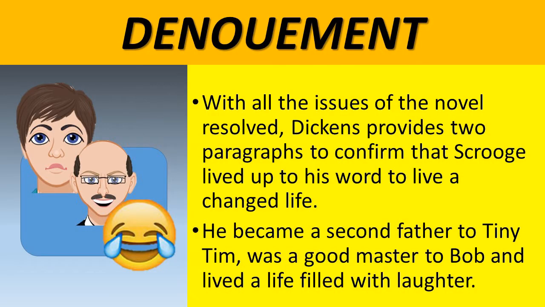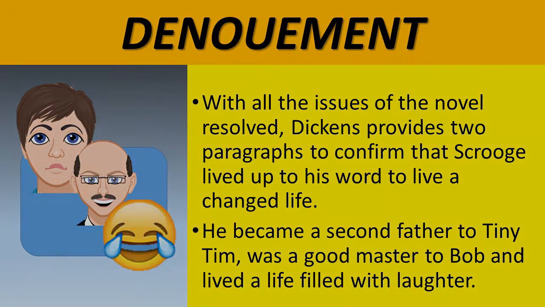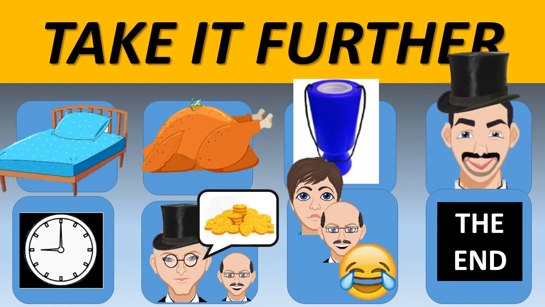And then you've got a very short denouement at the end of the novella and at the end of the chapter. So with all the issues of the novel, or the novella, short novel, resolved, Dickens provides 2 paragraphs to confirm that Scrooge lived up to his word to live a changed life. He became a second father to Tiny Tim and was a good master to Bob, and lived a life filled with laughter. So there are those 8 key images.